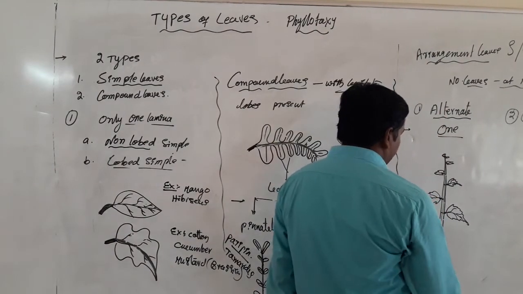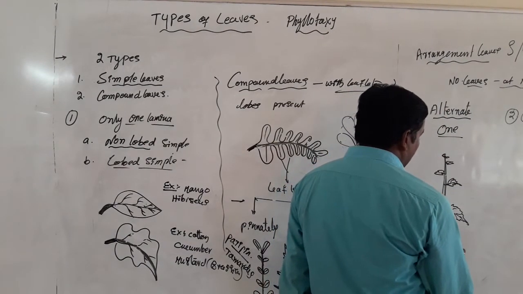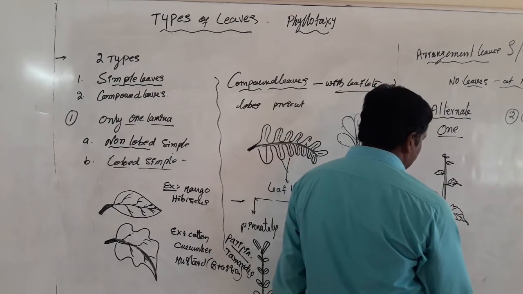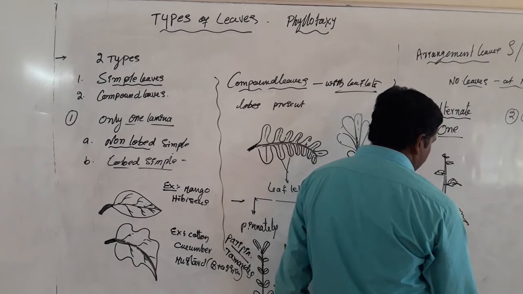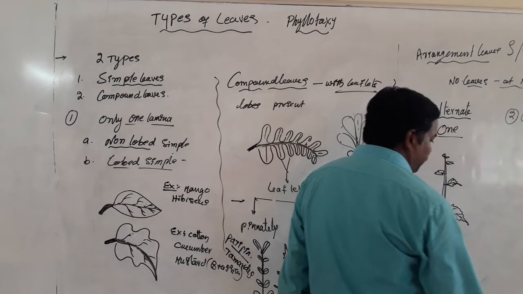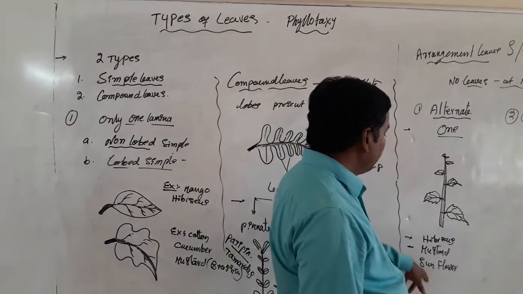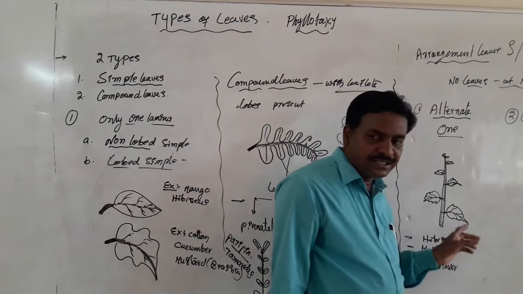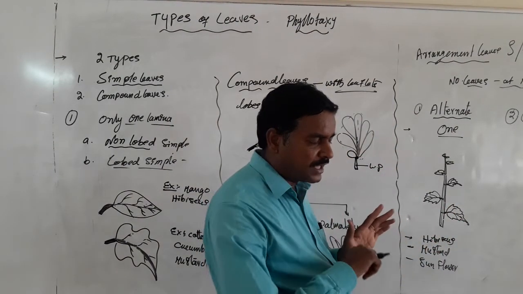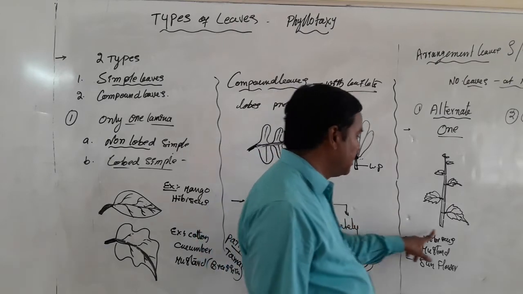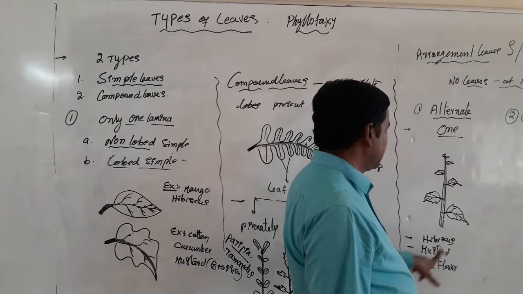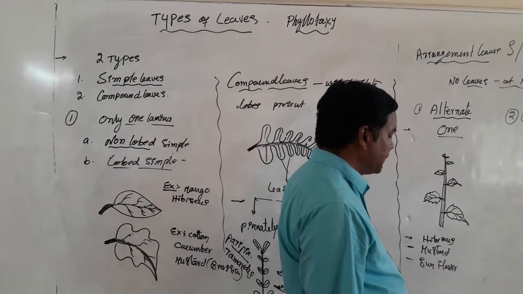The best examples for alternate phyllotaxy: one is hibiscus, Rosa sinensis. Second one, mustard, and sunflower. They are best examples. Very important. Only one leaf is present at each node, and all the leaves in successive nodes of the stem or branch are arranged right and left alternately. Such arrangement of leaves is called alternate phyllotaxy, generally present in hibiscus, mustard, and sunflower.